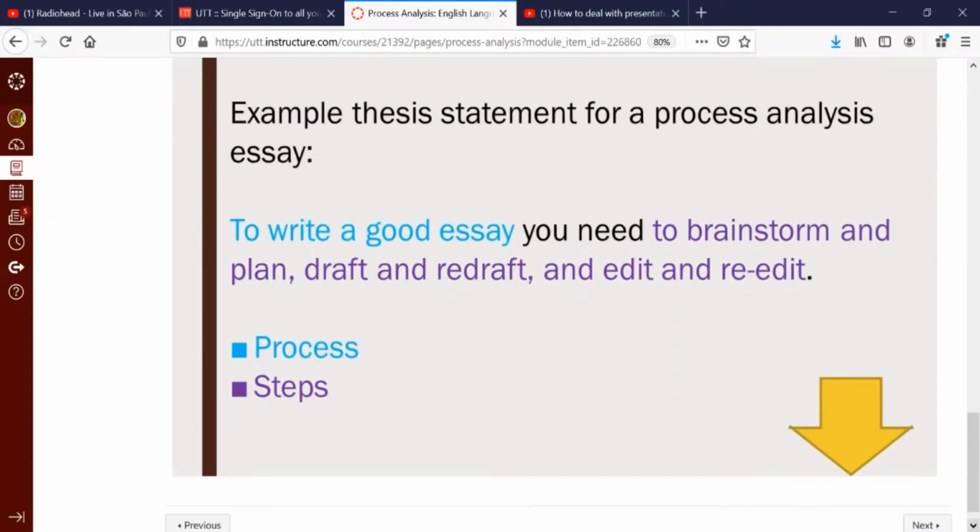So for example, let's say you're writing an essay on how to write essays. To write a good essay, that's the process, you need to brainstorm and plan, draft and redraft, and edit and re-edit. So brainstorm and plan is a step, draft and redraft is a step, and edit and re-edit is the 3rd step. So we take that overall process of how to write a good essay and we break it down into each individual step.